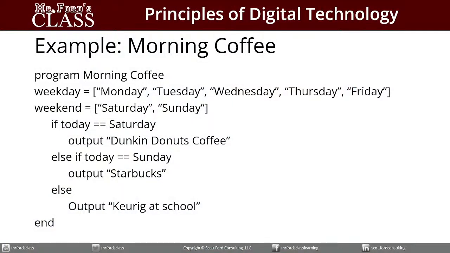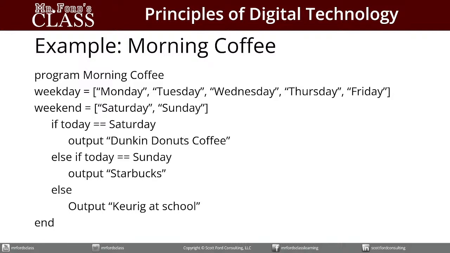So here is an example of pseudocode. I have named the program. The program's name is called Morning Coffee. I have defined a variable. I have created a variable called weekday. That is the holding thing for this. This is the barrel, okay? This is the bucket. It's called weekday. And weekdays equal Monday, Tuesday, Wednesday, Thursday, Friday. I have also created another variable, kind of a bucket, called weekends, and that is Saturday and Sunday.